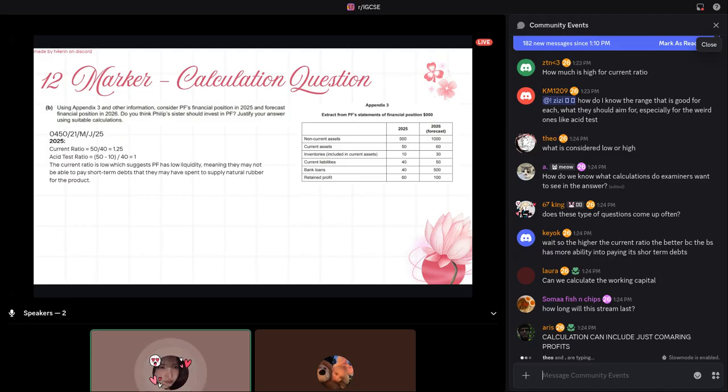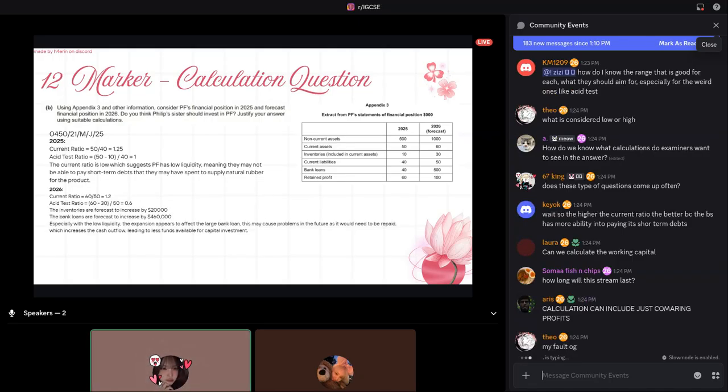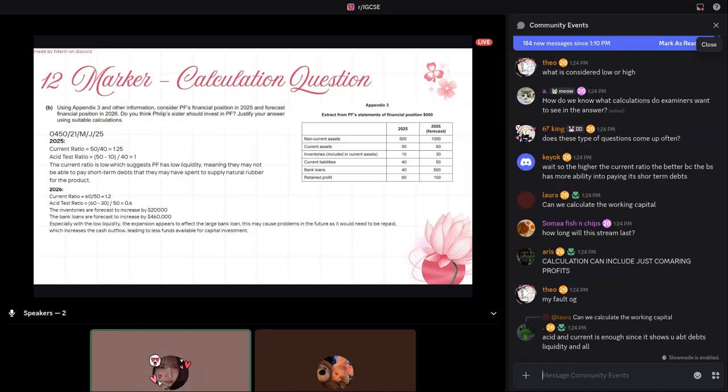The working capital is not a sufficient way to compare here. Okay, furthermore, going up to 2026. So 2026 current ratio, of course, 60 out of 50, which makes 1.2. Acid test ratio, 60 minus 30 out of 50 equals 0.6.